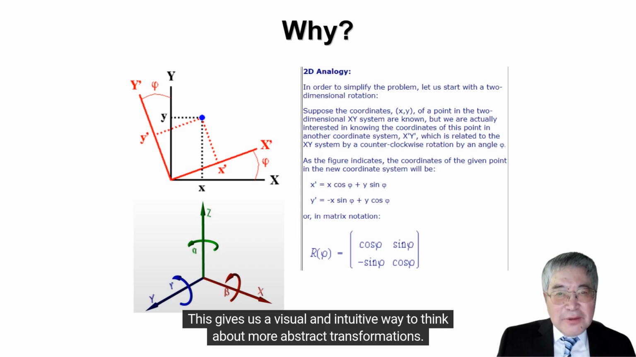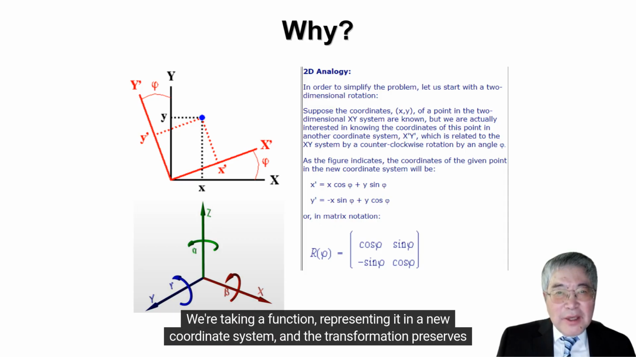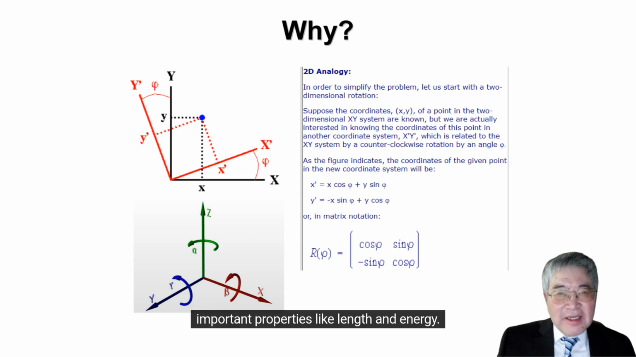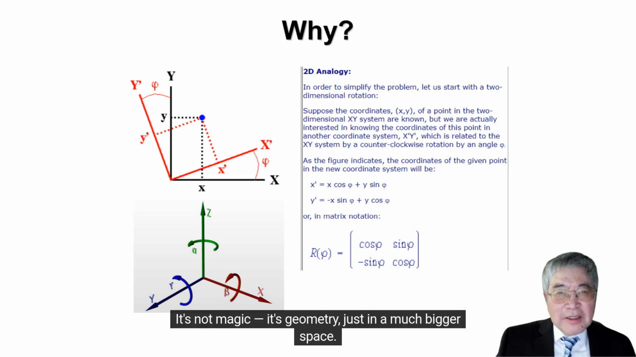This gives us a visual and intuitive way to think about more abstract transformations. In higher dimensions, or even infinite dimensions, the concept is similar. We're taking a function, representing it in a new coordinate system, and the transformation preserves important properties like length and energy. That's why understanding this simple 2D rotation helps us better appreciate what the Fourier transform is doing. It's not magic, it's geometry, just in a much bigger space.